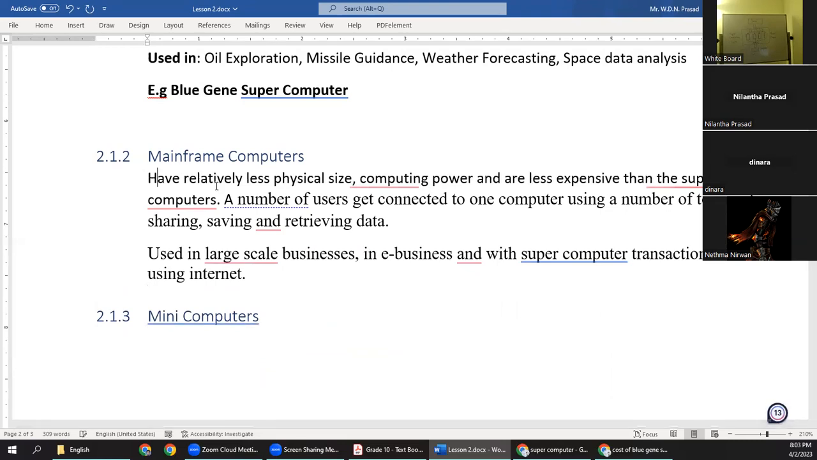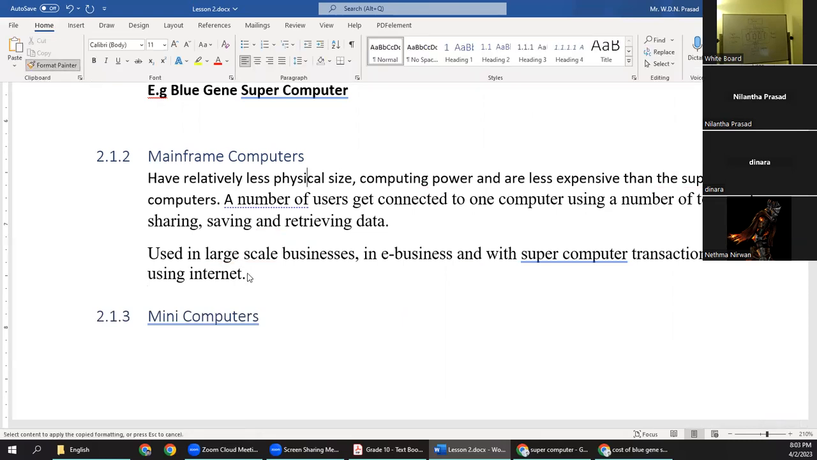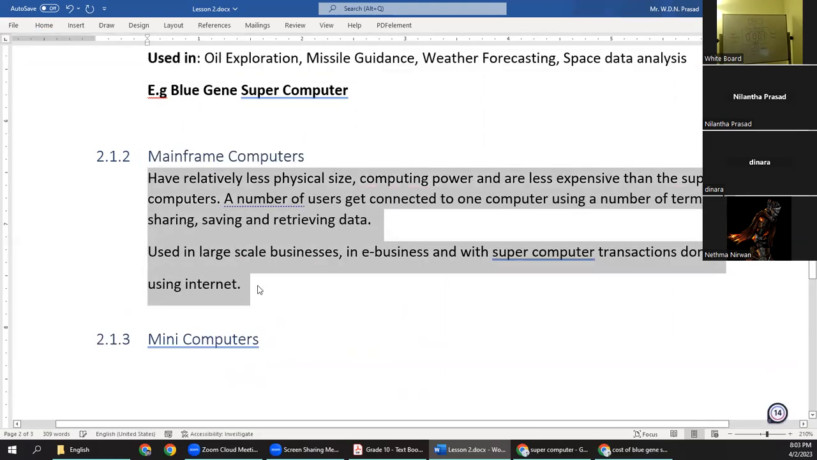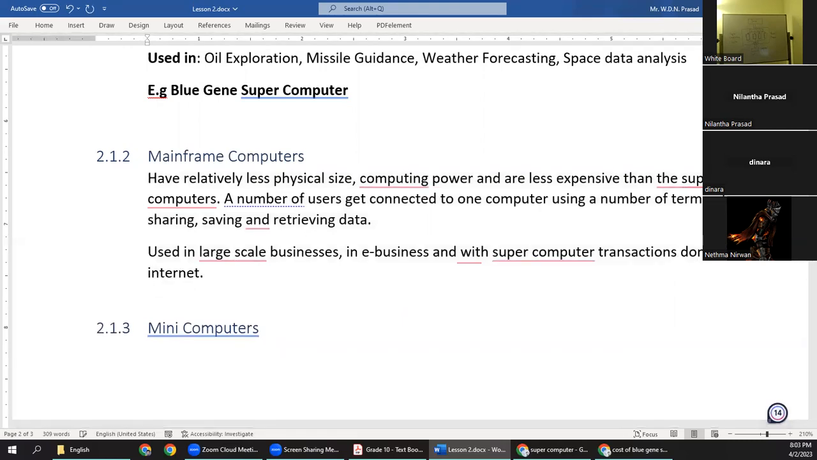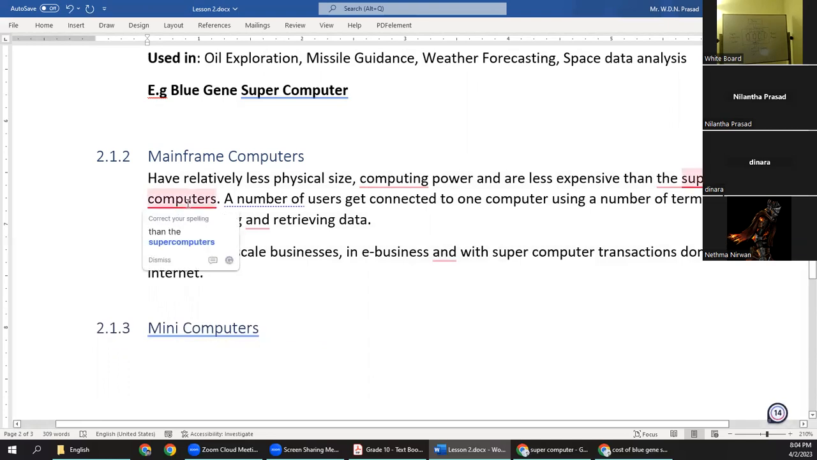So everything is relative. So you have to find out how the mainframe looks relative to the others.